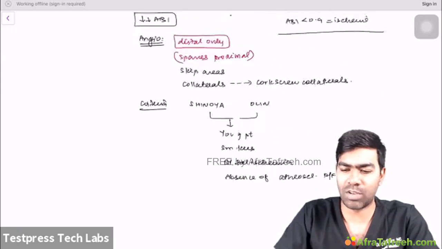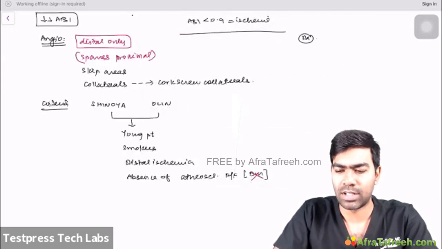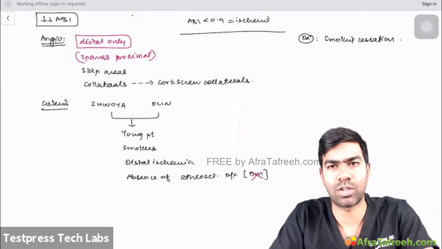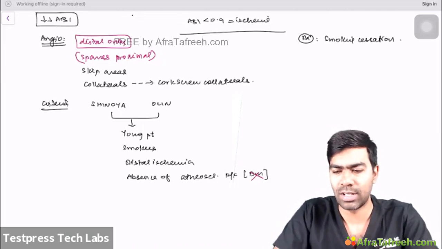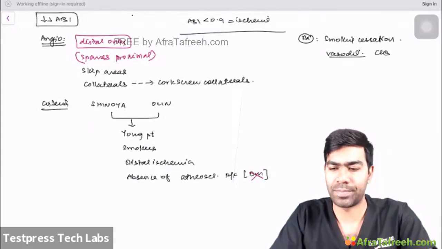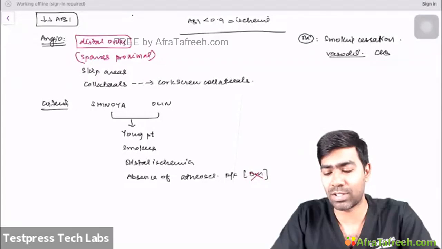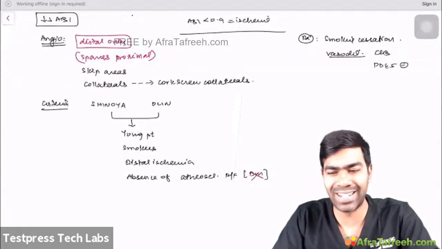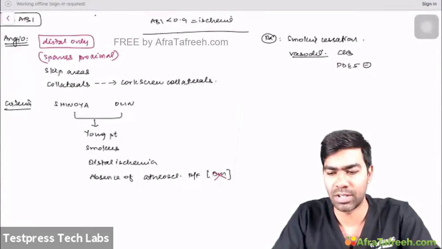As far as the treatment of Buerger's disease is concerned, the most important treatment is going to be smoking cessation, number one. The first is smoking cessation always. That's going to be on the top of the list. And you can use certain vasodilators. For example, you can use CCBs. You can use certain other vasodilators like PDE5 inhibitors, those are nothing but sildenafil and tadalafil, phosphodiesterase 5 inhibitors.